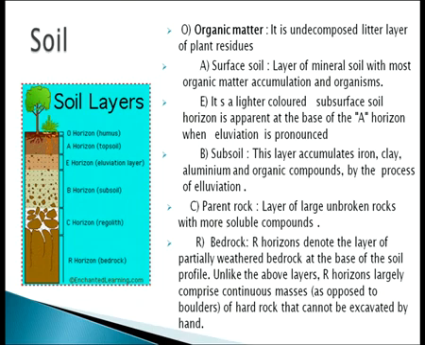E is a lighter colored subsurface soil horizon, apparent at the base of A horizon when elevation is pronounced. B, subsoil, is a layer that accumulates iron, clay, aluminium and organic compounds by the process of elevation. C, the parent rock layer of the large unbroken rock with more soluble components. R is the bedrock horizon, denoting the layer of partially weathered bedrock at the base of the soil profile. Unlike above layers, R horizon is largely comprising of continuous mass of the rock.